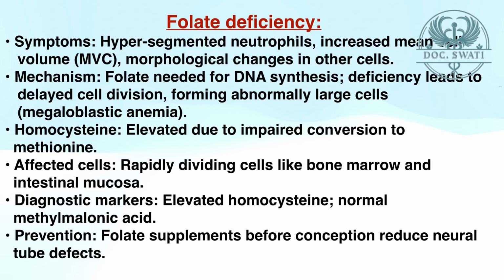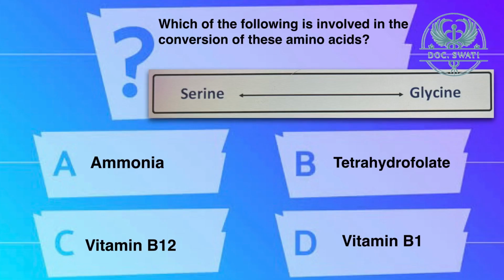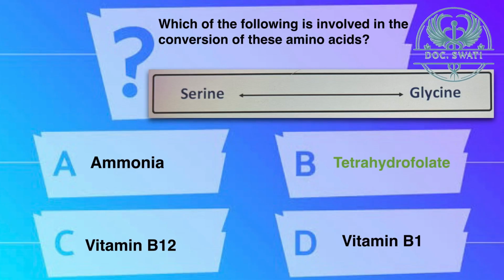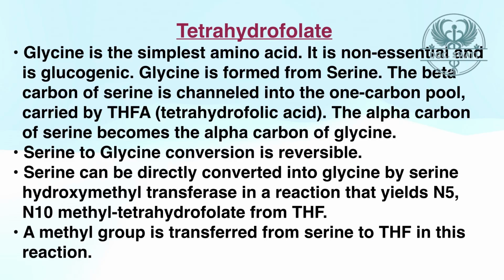Our next question is, which of the following is involved in the conversion of these amino acids given in the image? Option A, ammonia. Option B, tetrahydrofolate. Option C, vitamin B12. Or option D, vitamin B1. So which option is correct? Yes, option B, tetrahydrofolate is the correct option. Let's move ahead and discuss the key features of tetrahydrofolate.